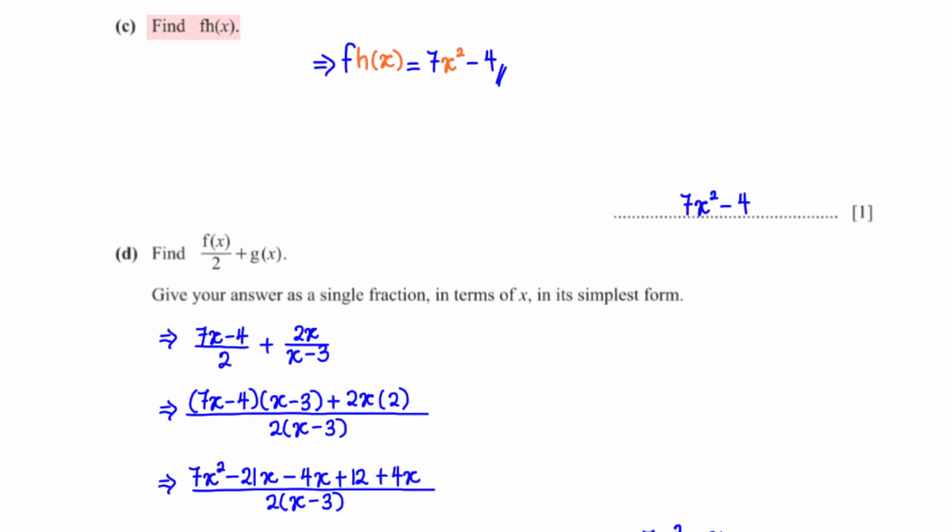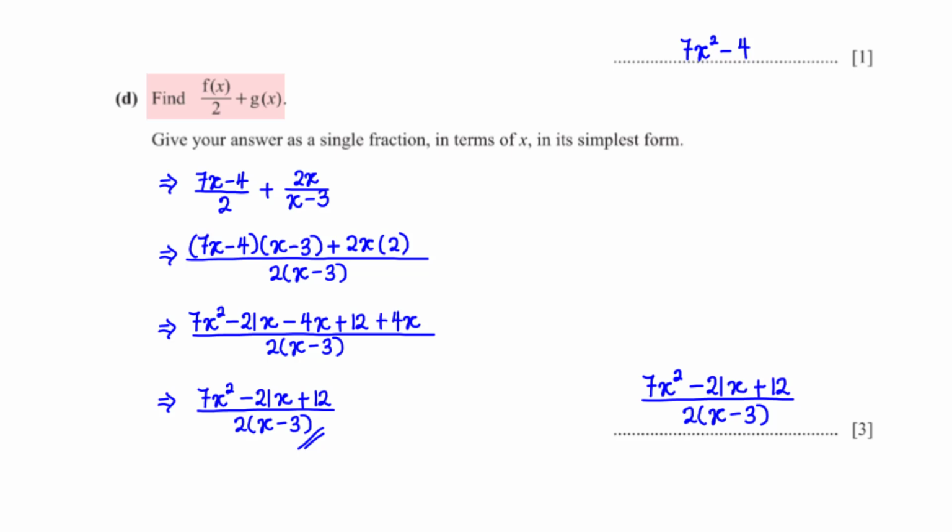Find f(h(x)). To get f(h(x)), wherever we see x in f(x), we take it out and replace it with h(x), which is x squared. This gives us 7x squared minus 4.